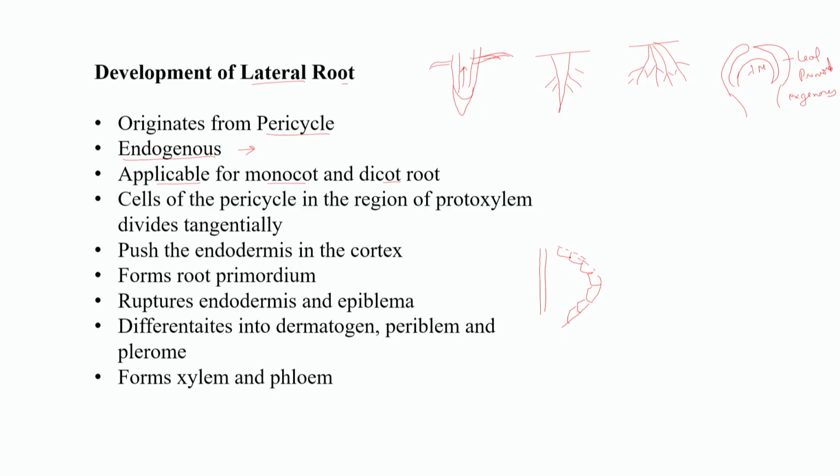And then you have pericycle. Suppose pericycle cells are there. So, what will happen in this pericycle layers? These layers will divide tangentially. They will start behaving like meristematic cells, and they will start division, and these will push the endodermis on the outer side.